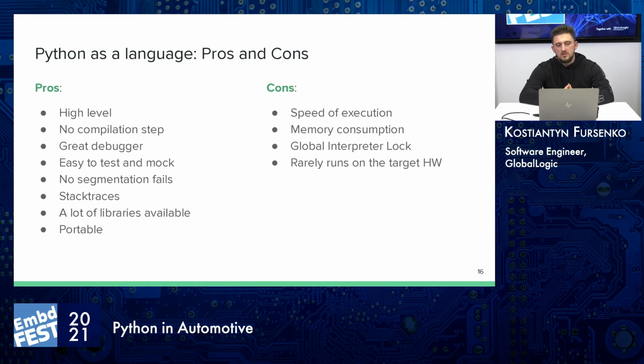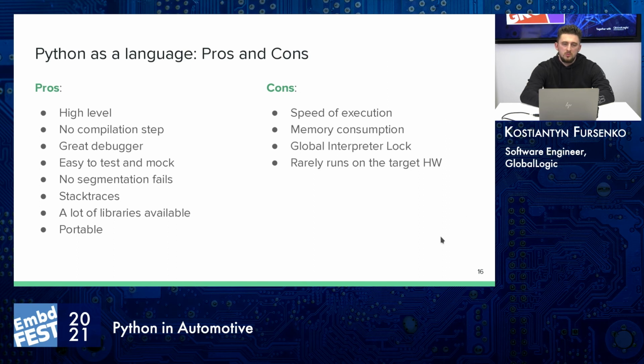Advantages are Python is high level, so it's easy to implement some ideas. It has no compilation step, so it has fast edit, test, debug cycle. It has a great debugger, which can introspect the code deeply. It has a great test system, where almost everything could be mocked. It has no segmentation faults, just stack traces, which will lead you to the moment where code failed, so it's pretty easy. And it has a lot of libraries available with the package manager.